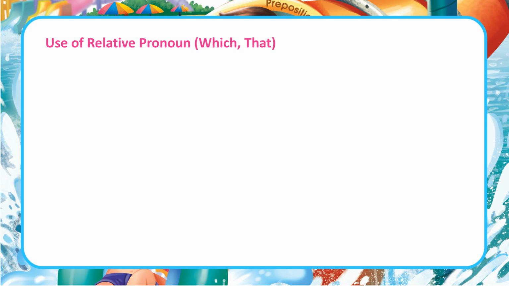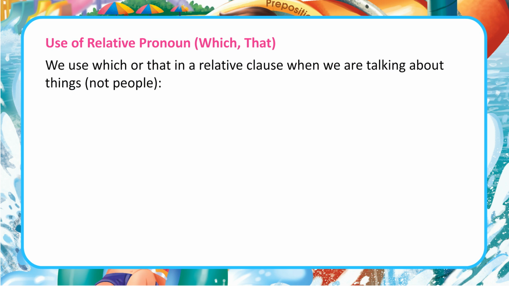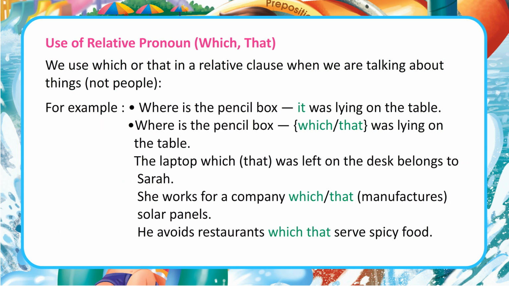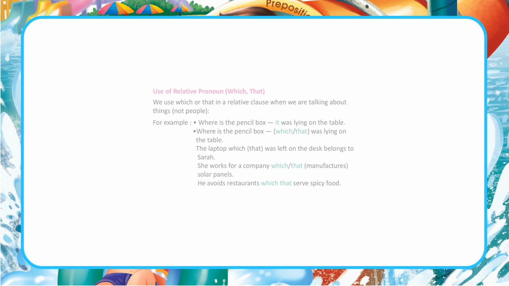Use of relative pronouns which and that. We use which or that in a relative clause when we are talking about things, not people. For example, where is the pencil box? It was lying on the table. Where is the pencil box which/that was lying on the table? The laptop which/that was left on the desk belongs to Sarah. She works for a company which/that manufactures solar panels. He avoids restaurants which/that serve spicy food.